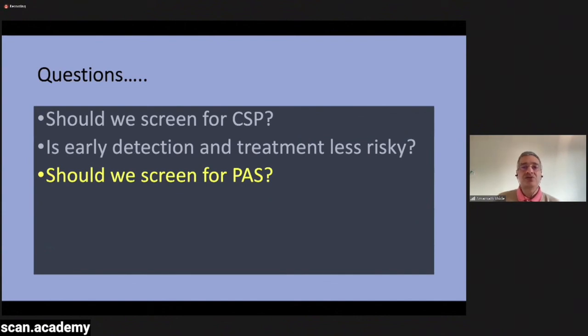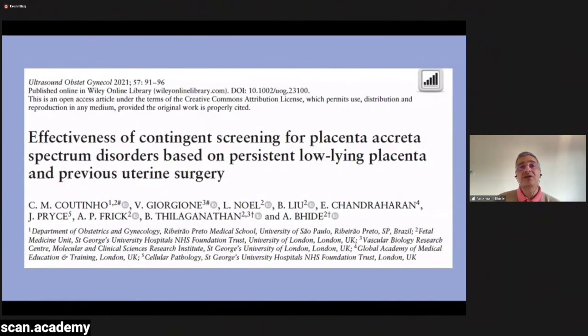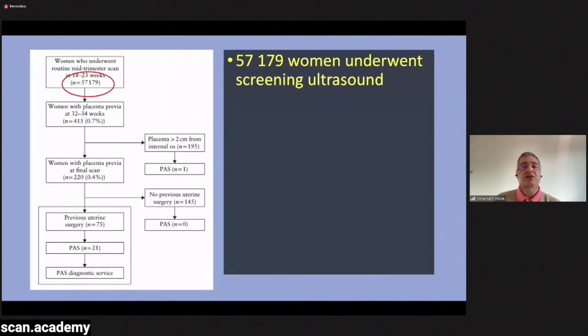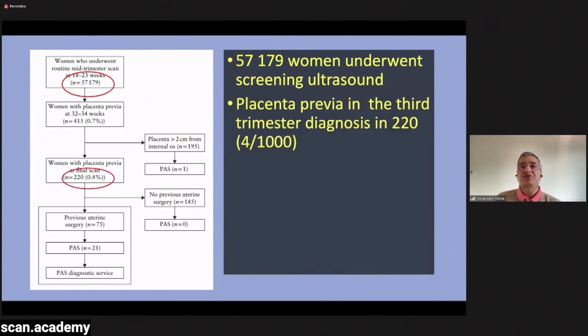And I wanted to take you through our experience, which we published early this year, on screening for placenta accreta spectrum in women with low-lying placenta. So women undergoing screening ultrasound, and we included 57,000 of them. Now, placenta previa in the 3rd trimester was diagnosed in 220, and that brings us to the prevalence of about 4 in 1,000, which matches what has been reported in the literature. So we weren't excessively diagnosing women with placenta previa.